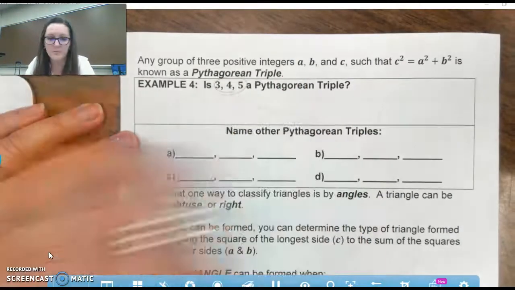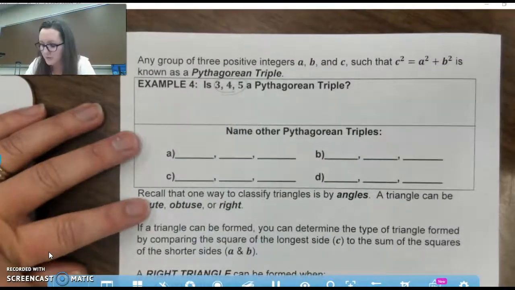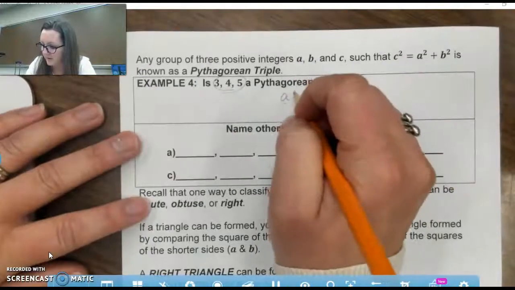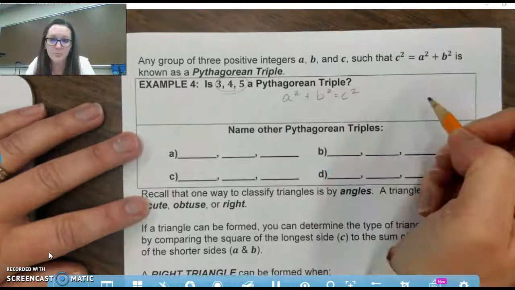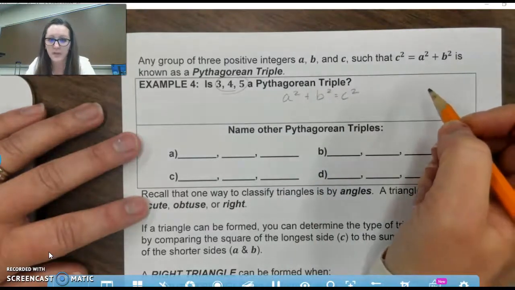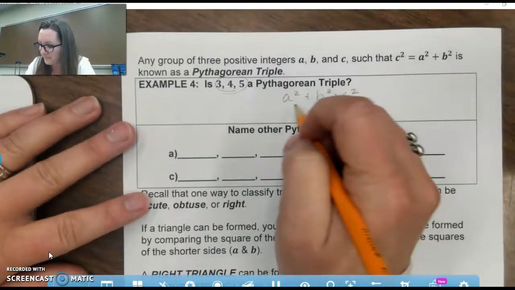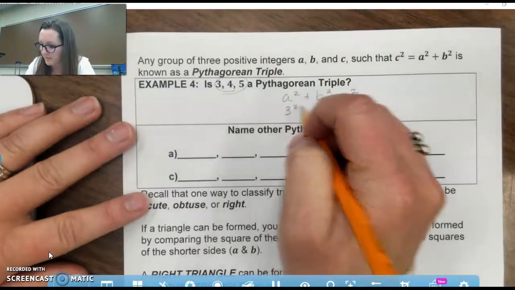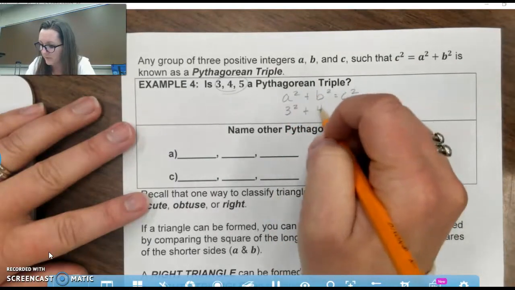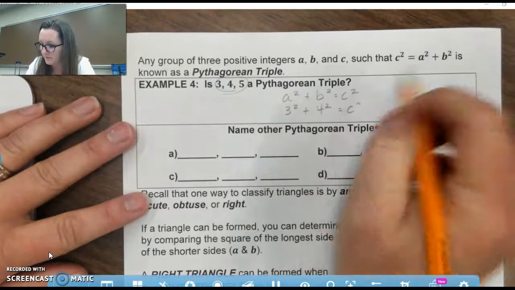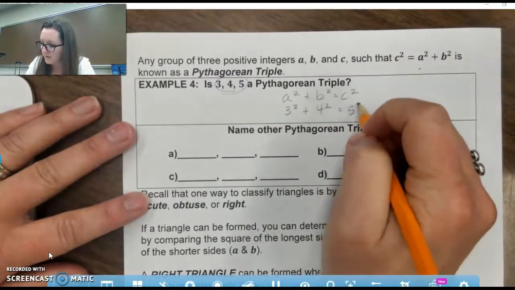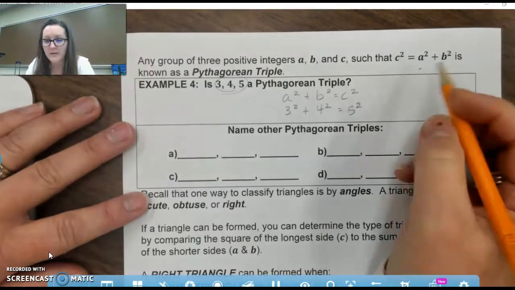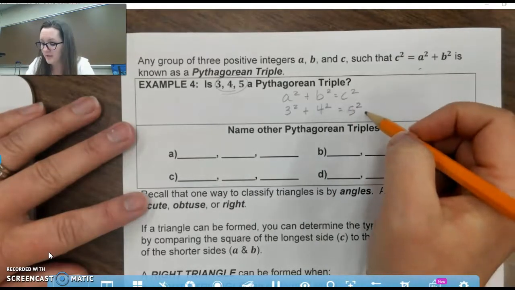I already told you yes, but I'm going to prove it to you using a squared plus b squared equals c squared. So let's prove that it's a right triangle. I'm going to say 3 squared plus 4 squared equals, not c, how about 5? 5 squared. Okay, how did I know that 5 was the hypotenuse?